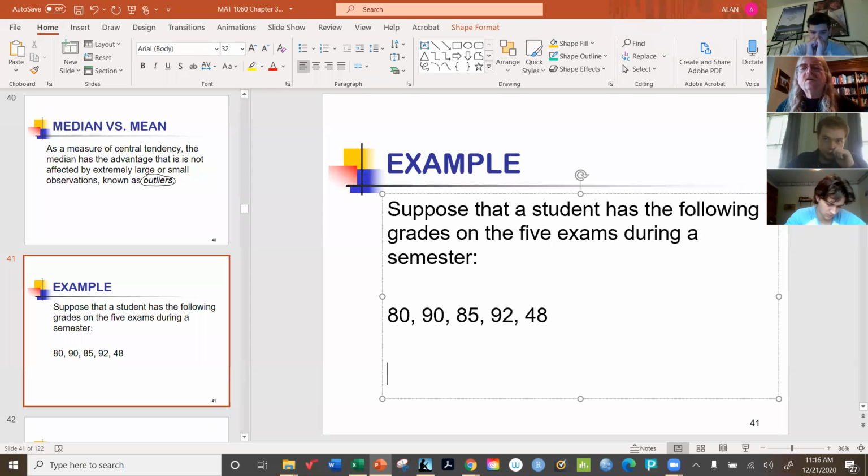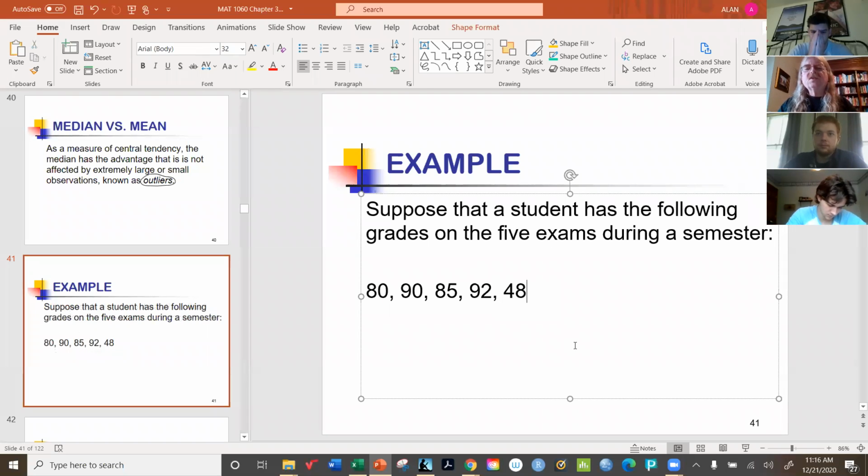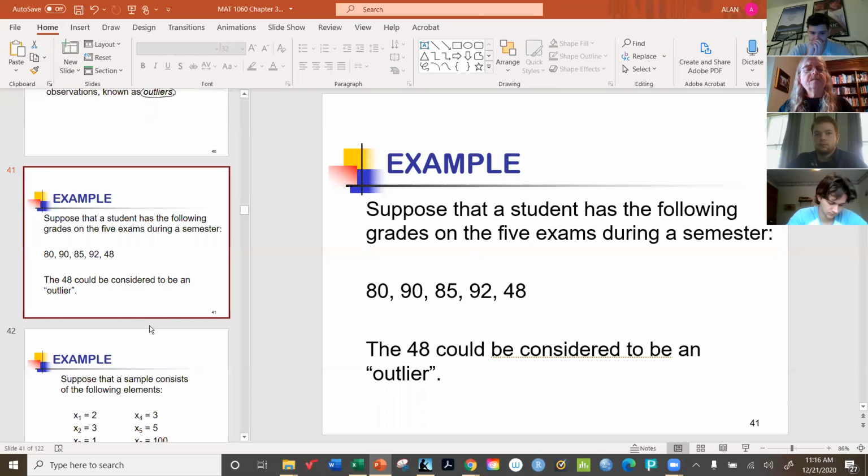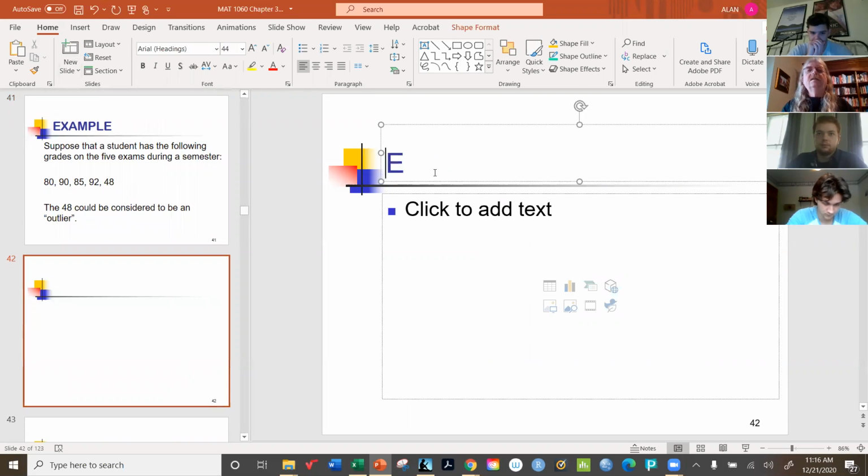And so you would say that you're doing very well, but you just had that one unfortunate case. In this case, the 48 could be considered an outlier, which doesn't really reflect how well you're doing in the course. It just so happens that something happened that day and you only got a 48. And it does happen to everyone. Or here's another good example.